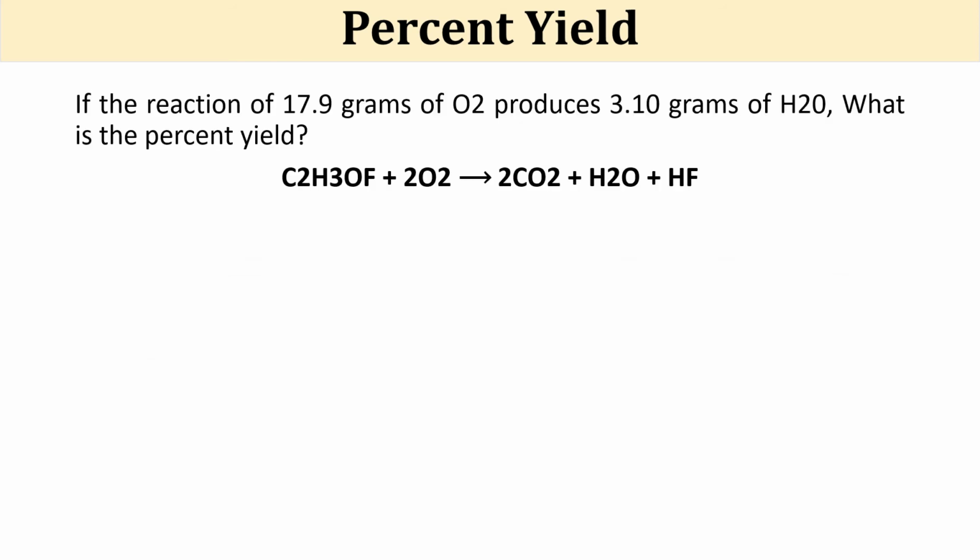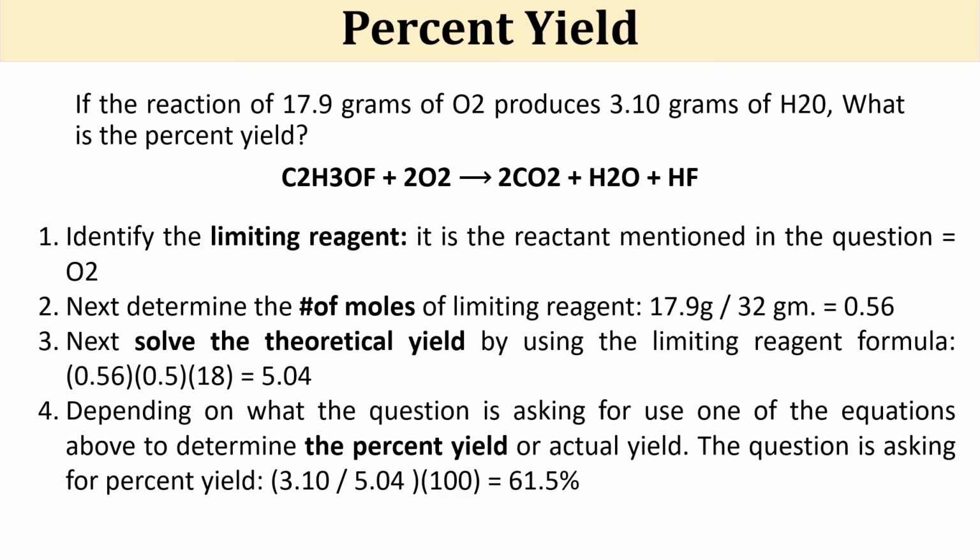Next is an example. If the reaction of 17.9 grams of oxygen produces 3.10 grams of water, what is the percentage yield? In order to find the percentage yield, we first need to identify the limiting reagent, which is mentioned in the question. In this case, it is oxygen. Next, we need to determine the number of moles of limiting reagent. Number of moles we can find out using the formula mass over molar mass, which will give you 17.9 grams of O2 as stated in the question, divided by molar mass of oxygen, which is 32 grams per mole, which will give you 0.56 moles of oxygen.